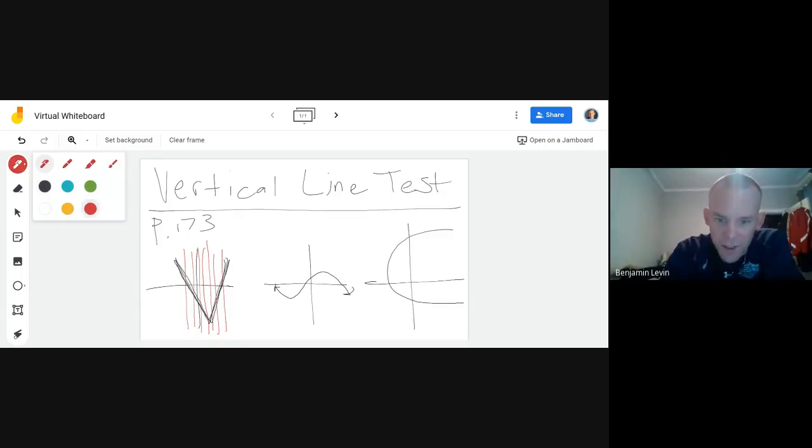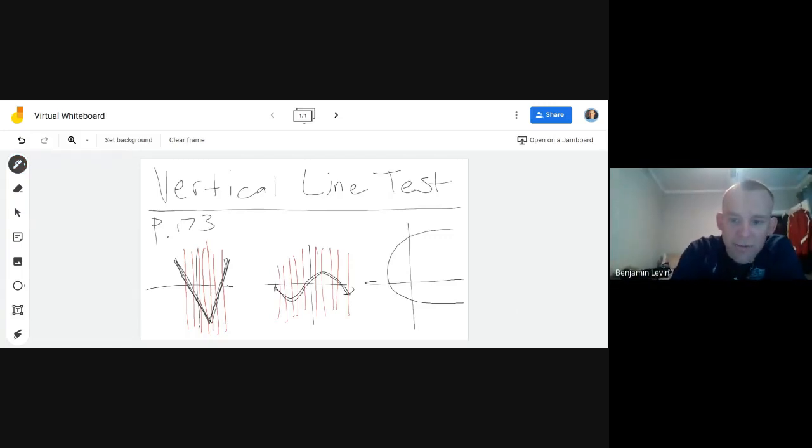The vertical line test. Again, we can draw completely vertical, straight up and down lines here. And anywhere we draw a vertical line, that vertical line only crosses at one place. It only crosses this function at one place. So what we have is we have a function, right? It passes the vertical line test. So we have a function.